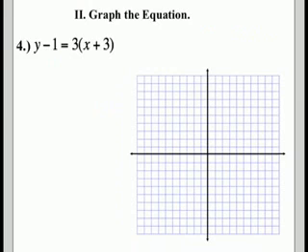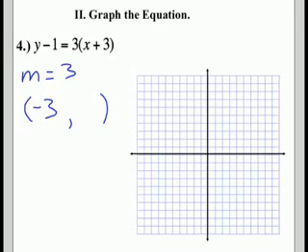Now we have to graph the equation y minus 1 equals 3 times the quantity x plus 3. So again, we recognize that it's in point-slope form, so we have to identify the slope and one point. Well, the slope is the number in front of the parentheses, so that's 3. Now we have to identify a point. Well, our x1 is -3 and our y1 is 1. Remember, you always use the opposite sign of what is in front of the number. So since it's plus 3, it's -3, and because it's minus 1, it's positive 1.